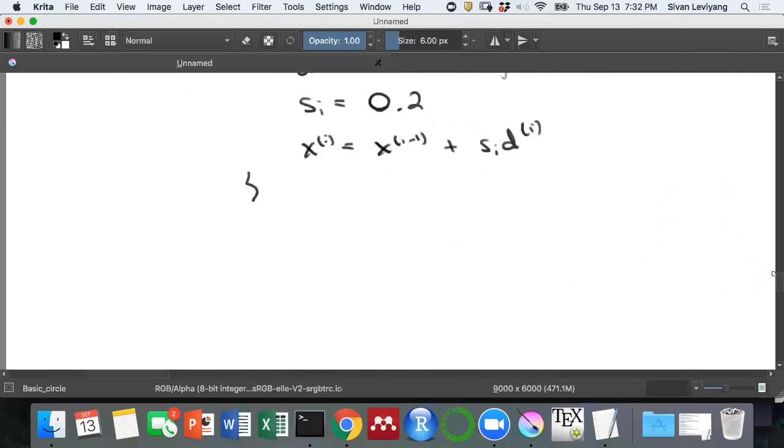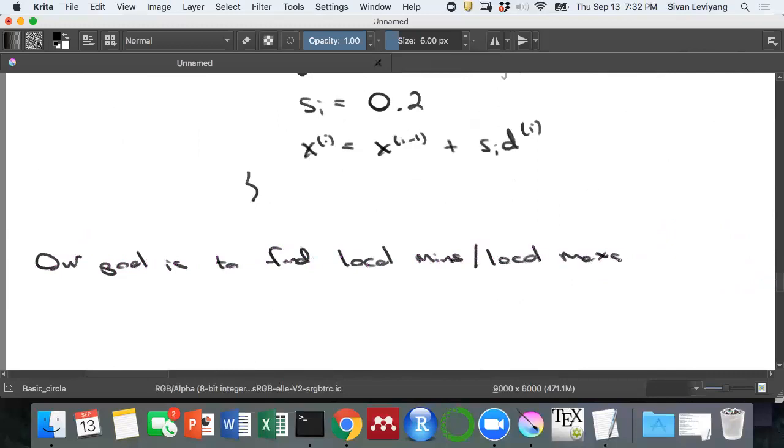But in general, I should write that our goal is to find local mins and local maxes. These algorithms will not find you global mins and maxes, and we'll talk about that more. In general, if you give me a function without saying anything else, and you want me to find the global min, I can't do it. That's just generally true.